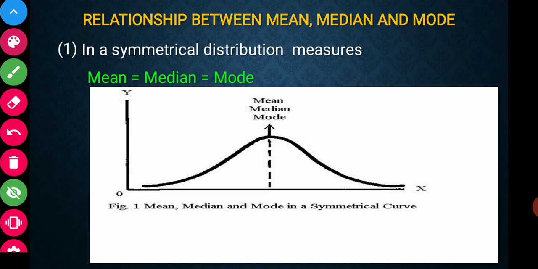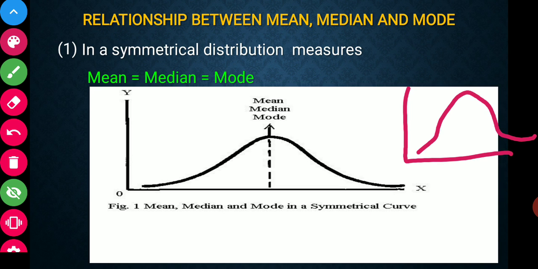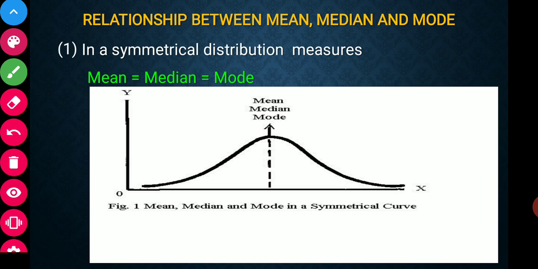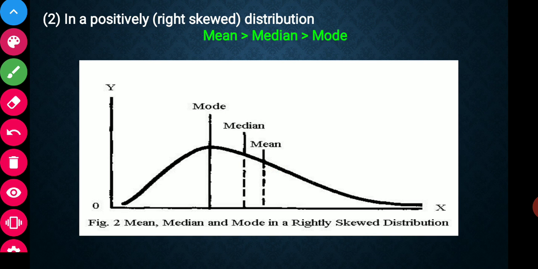Now the relationship between mean, median and mode. So in a symmetrical distribution, we will study this in our later classes. Symmetrical means when data is normally distributed. Symmetrical means it can be divided into two equal parts. So here in case of symmetrical distribution, the mean, median and mode will be equal. So mean is equal to median is equal to mode. So this relationship you have to remember. In symmetrical distribution, mean, median and mode will be equal.